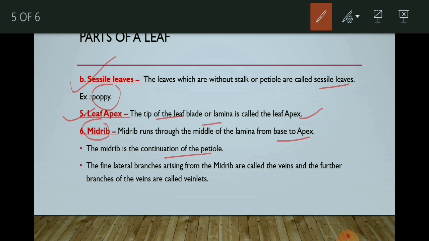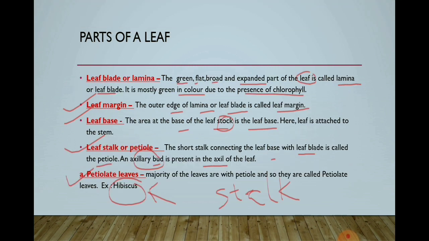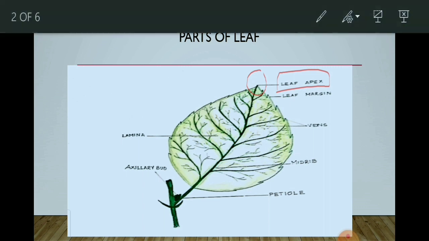Okay, now first let me discuss this portion. So let us go back to the diagram. Just see, this is the middle portion. Can you see the middle portion of the leaf? This middle portion of the leaf is known as what? This is known as midrib. Now if you see this picture carefully, you will see that it is the continuation of what? It is the continuation of the petiole only.